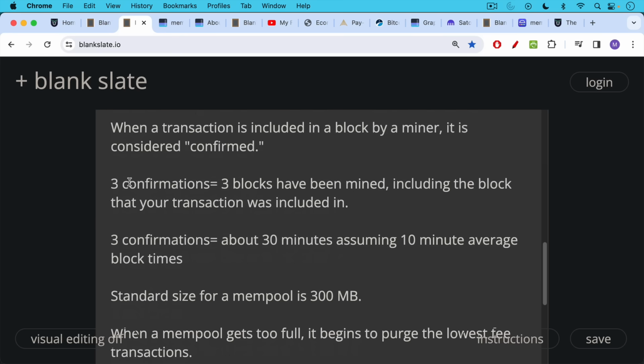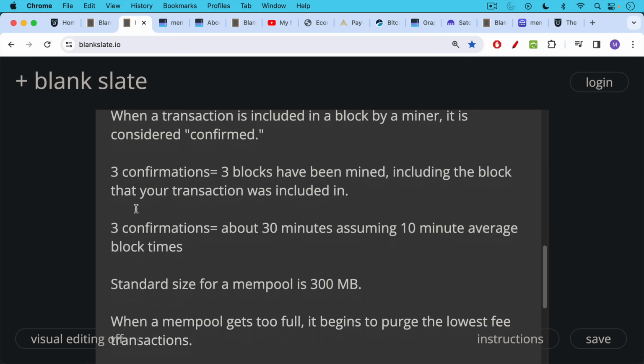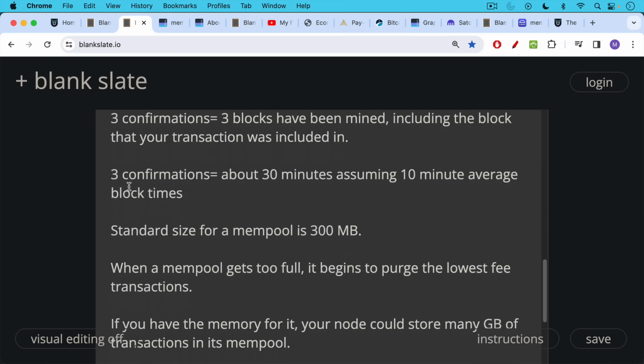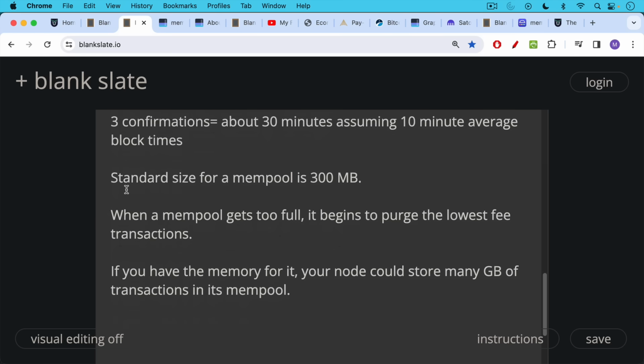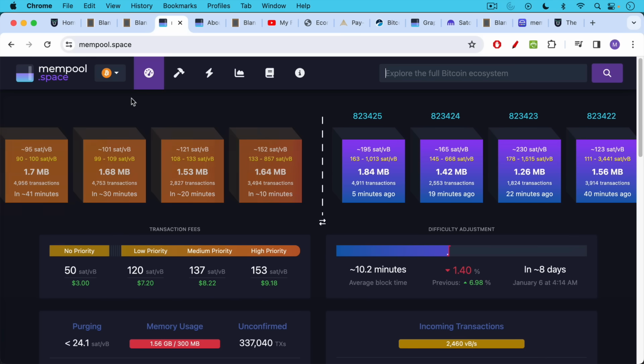Now, the standard size for a mempool is 300 megabytes. And when a mempool gets too full, it begins to purge the lowest fee transactions that are sitting in the mempool. So if you have the memory for it, though, your node could store many gigabytes of transactions in its mempool. We're going to be in this video talking about Mempool.space.